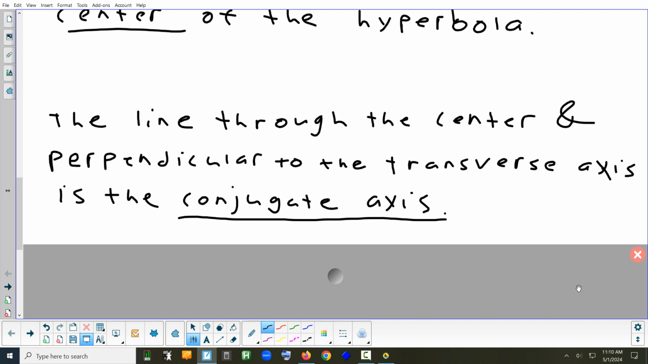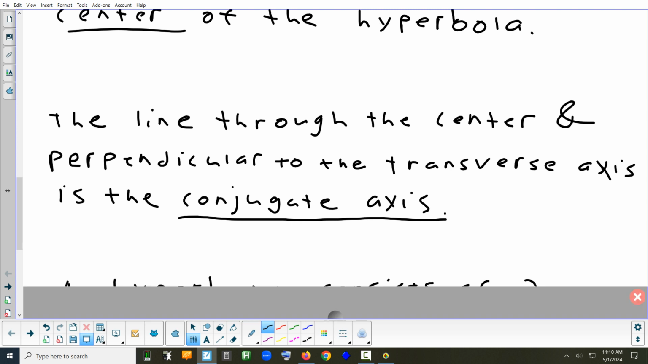So the formal definition of the conjugate axis: it is perpendicular to the transverse axis, and it goes through the center. Okay, so that's the center. That's the transverse axis. That's the conjugate axis. The conjugate axis never touches the hyperbola. It goes right between them.